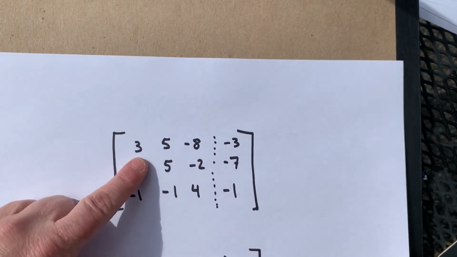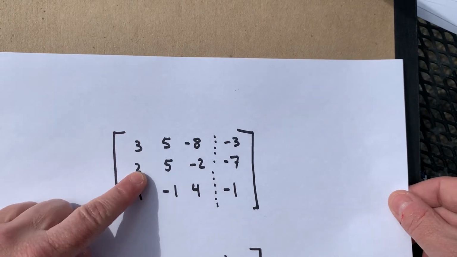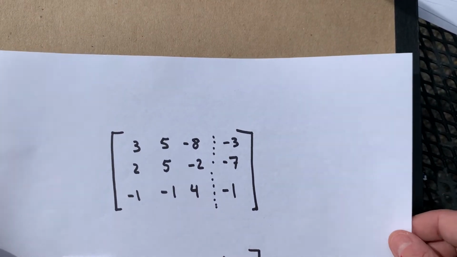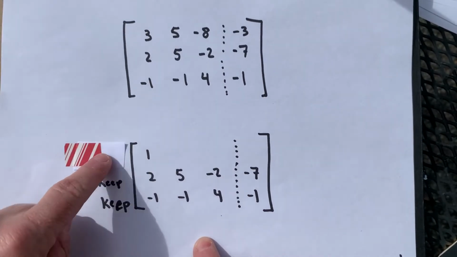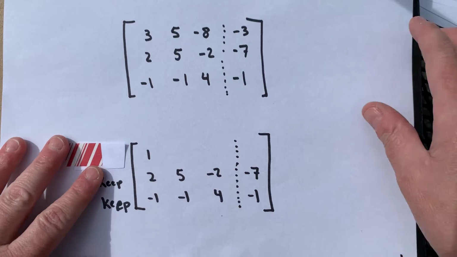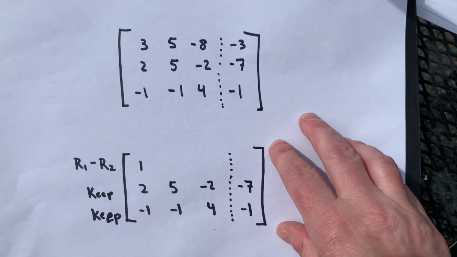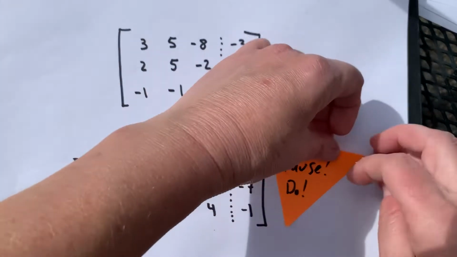Keep in mind, our first goal is to get this value right here to be a 1. And then I'm going to keep my other two rows the same. So my question is, what do I need to do to get that to be a 1? Well, it looks to me like if I just simply subtract the first two rows, I'm going to get a 1 there. So I'd like you to pause and do that.